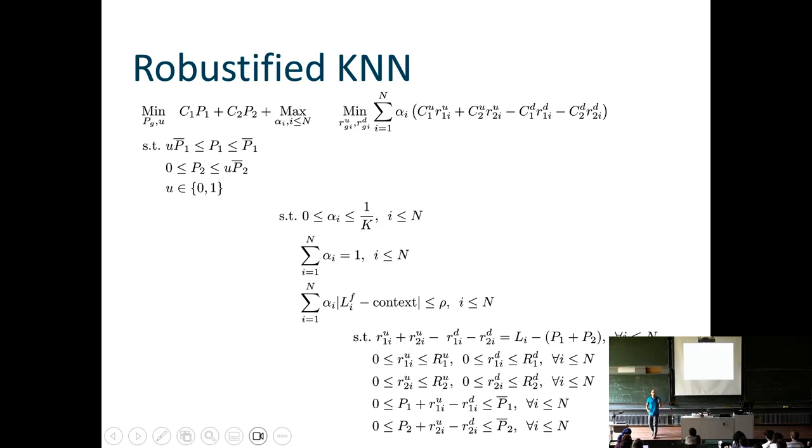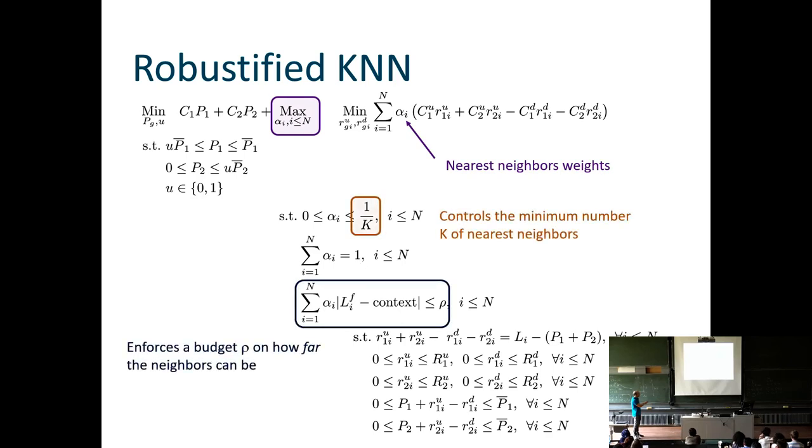What does that mean? It means that at least you have to pick 2 points, at least 2 nearest neighbors. Okay? But then the way you pick your nearest neighbors is like this. This is a budget constraint, like a Bernstein distance budget constraint, okay? That is telling me, you decide a budget, and then if you are very far away from the context, your alpha has to be lower so that we can satisfy the budget.